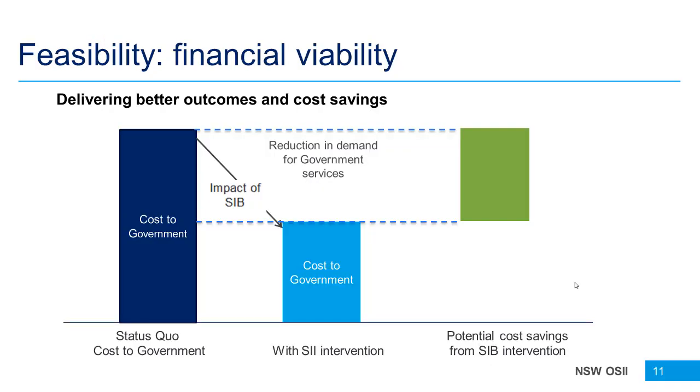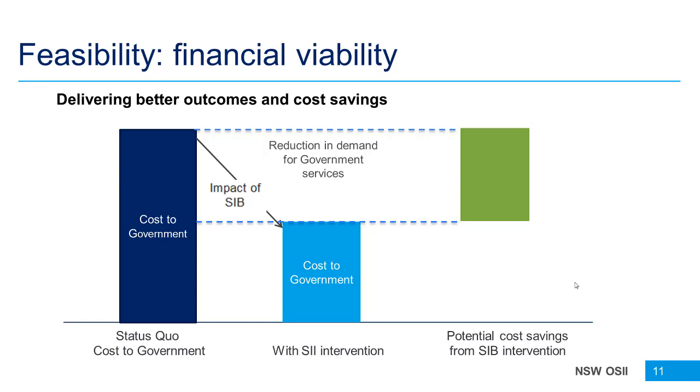What does financial viability or feasibility look like? Using this chart, we can see on the left that under business as usual or the status quo, government will incur a certain level of cost. Through entering into the social impact investment transaction, the service provider and government seek to achieve better outcomes and thereby reduce the cost to government of a particular social issue. On the right, the savings generated by the success of the social impact investment are shown in the green bar as the potential savings that are achieved by the social impact investment. It is these savings that go to support outcomes payments and make the ability to return capital to the investors.